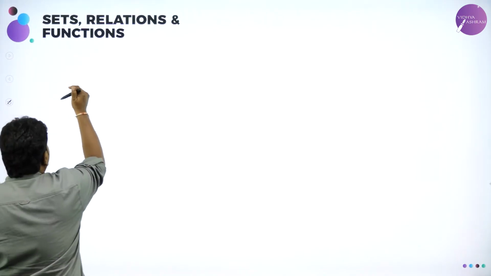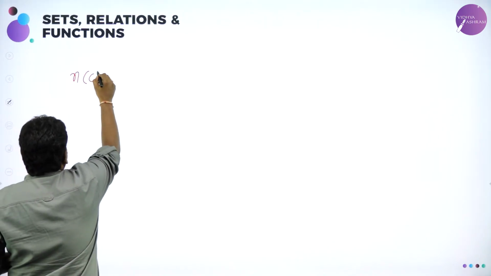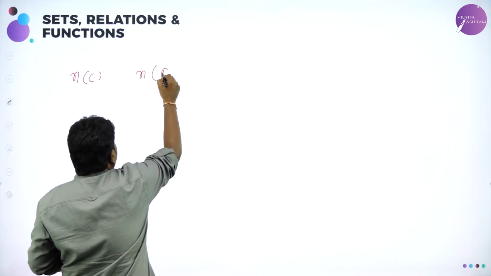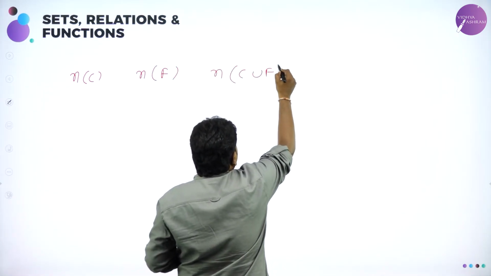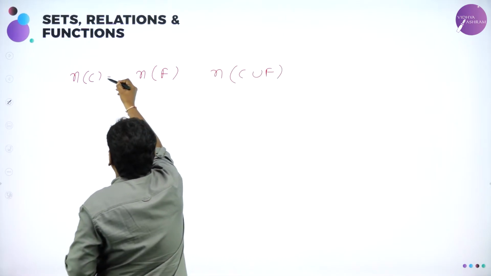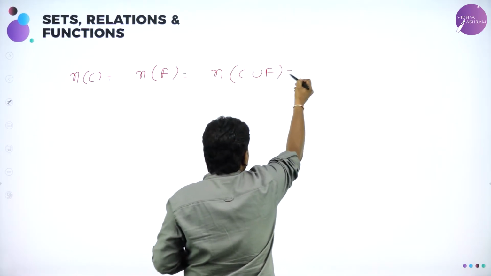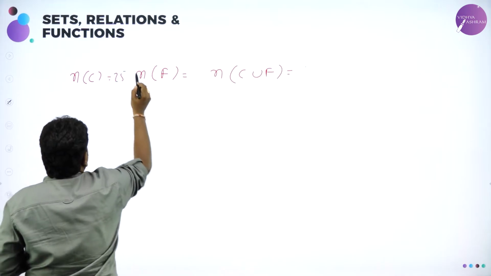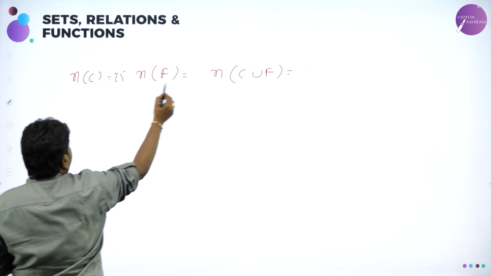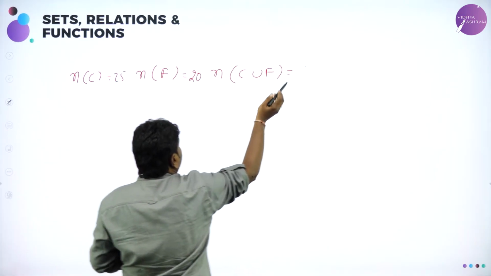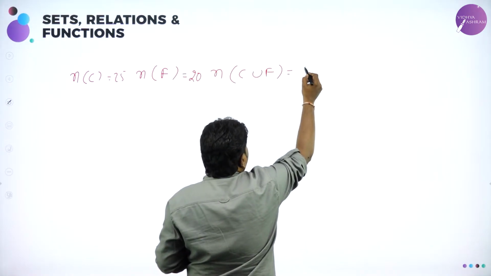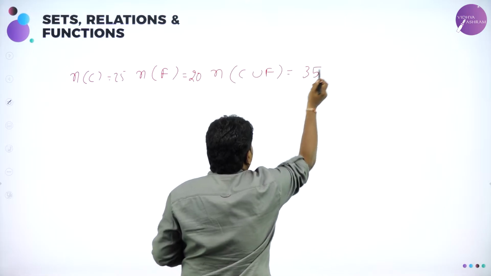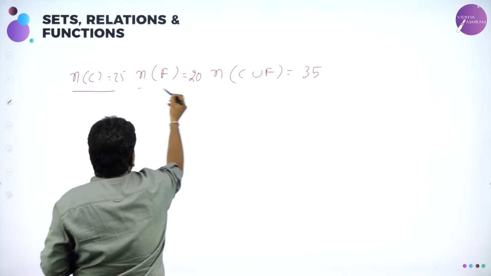I'll write what is given again. We know n of C, we know n of F, and we just now got n of C union F. So what are the values they gave? They gave these two, and we found this. Cricket players 25 and football players 20. For the union, out of the universal set, remove the 15 who do not play. 50 minus 15, we got 35. I hope all of you got this.